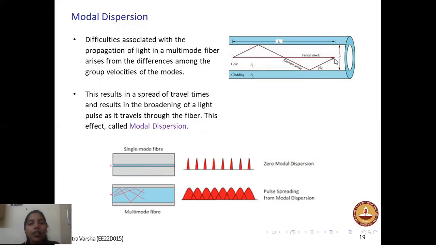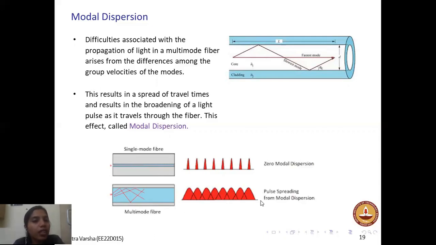Even though they have the same frequencies and both start at the same time, there is a delay between the arrival of the waves. Because of this phenomenon, we can see a spread. In single mode, there is no dispersion, whereas in multimode, we can see pulse broadening.